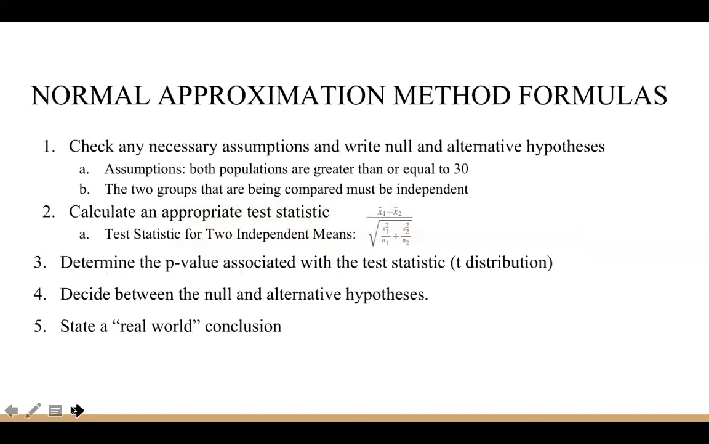And then we're going to be using the same 5-step process here for the hypothesis test. So you're going to check your assumptions, make sure that the populations are greater than or equal to 30, and then make sure that the 2 groups being compared are independent of one another. And then you're going to calculate an appropriate test statistic, which is just the difference over the standard error. And then determine the p-value, of course, using the t-distribution, and then decide whether to reject or fail to reject the null hypothesis, and then state a real-world conclusion.